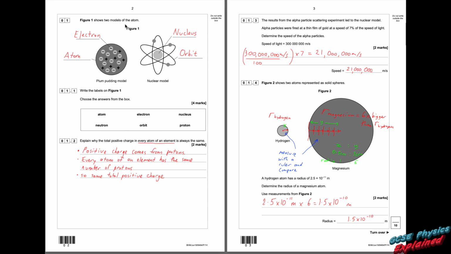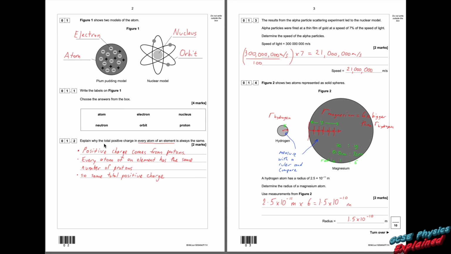Right, figure 1 shows 2 models of the atom, and you've just got to write the labels in, choose from the box. So that's your plum pudding model. That whole thing there was representing the atom, and this thing is pointing at something that's negative, which is the electron. Over here you've got your nuclear model, so that's pointing at the nucleus, and this here is an orbit of an electron.